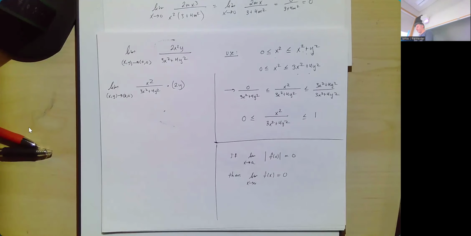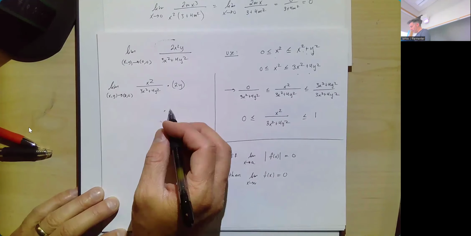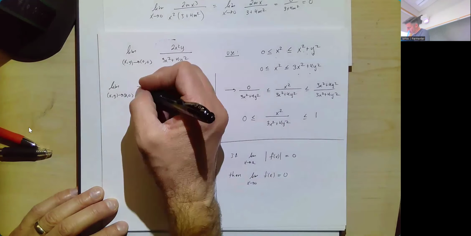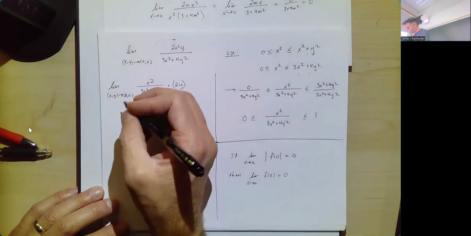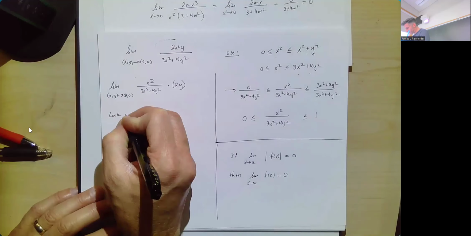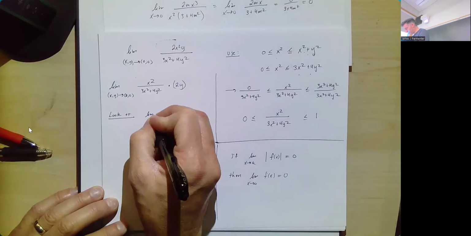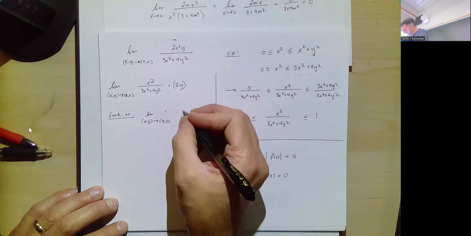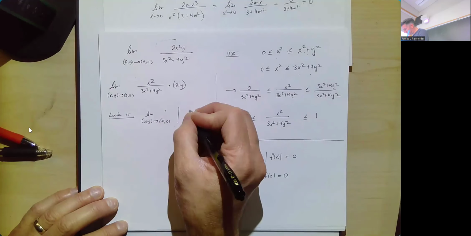So that's enough to say what I want to say, which is good. So here's what we're going to do. I'm going to slap some absolute values around everything here, which feels real fun. So we're going to look at instead the limit as (x, y) approaches (0, 0) of the absolute value of all this stuff.